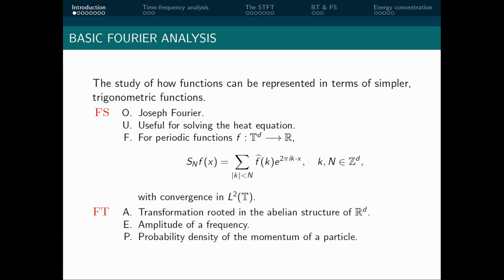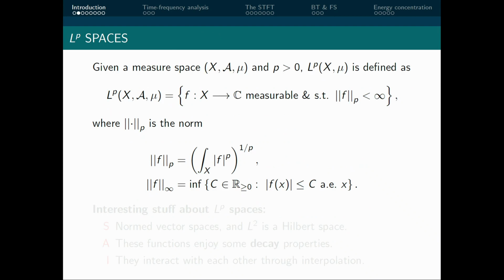And then we have the Fourier transform, which can be seen in three different ways. In mathematics, it's a transformation deeply rooted in the structure of R^d as an abelian group. In physics, you can think of it as a probability density, and it tells you the probability of finding a particle with a certain momentum at a certain point. And in engineering, it's the amplitude of a frequency. Well, let's go into LP spaces and then into the Fourier transform.